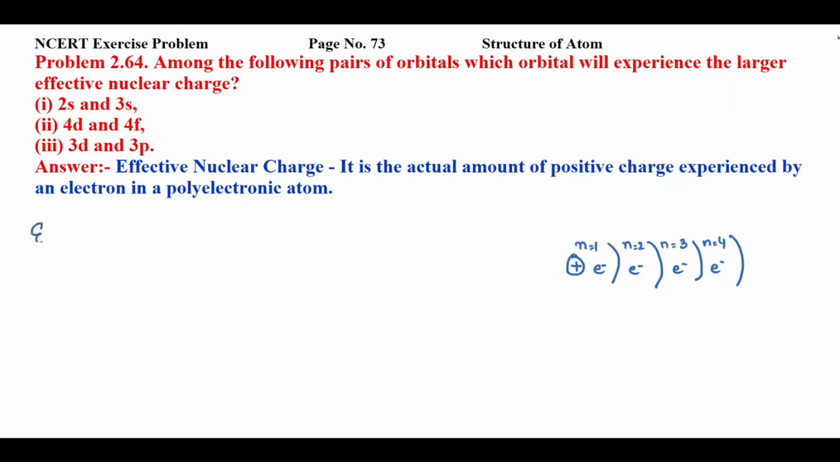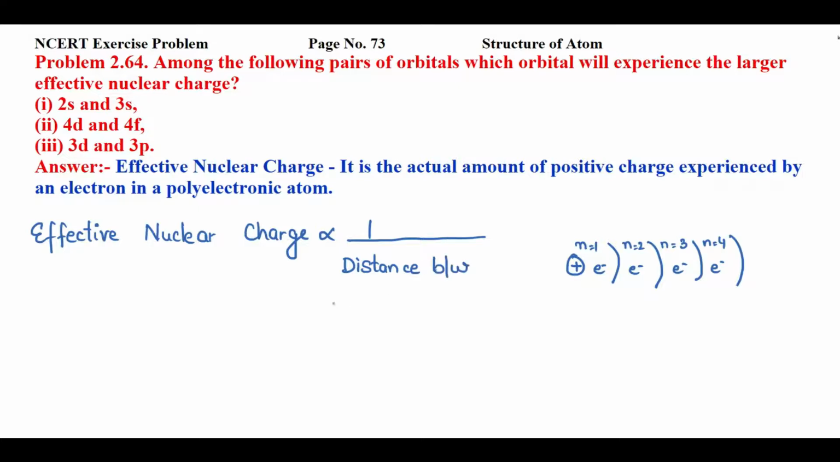So for this, I can write: effective nuclear charge is inversely proportional to the distance between nucleus and electrons. Now, the more the distance, the less will be the effective nuclear charge. The less the distance, the more will be the effective nuclear charge.